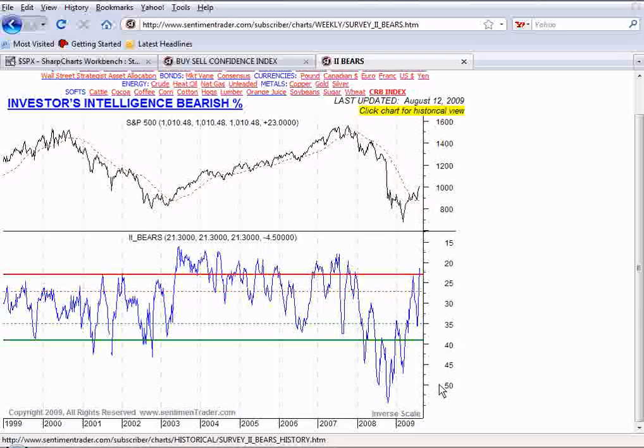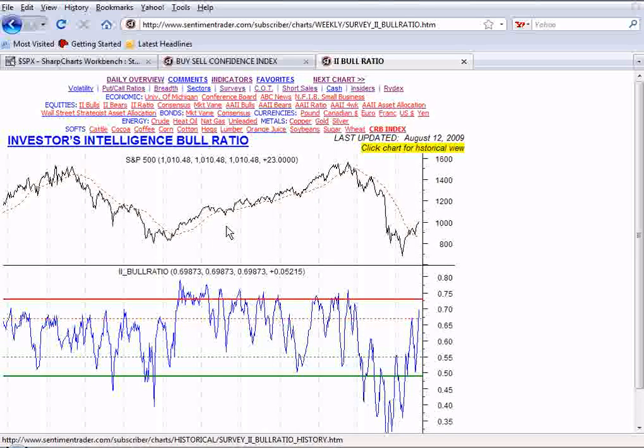This is an inverse scale, so the numbers decrease as you go up. The bearish percent is quite low. It's around 21% right now, and that's as low as it has been since the peak of the bull market, October 2007. And this chart shows the ratio of the two, the ratio of bulls to people who are bullish or bearish. And it's starting to get into the territory where, especially for a bear market, when you see this level of bull ratio, you have to take some warning.